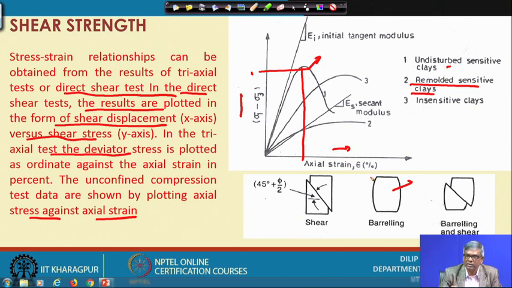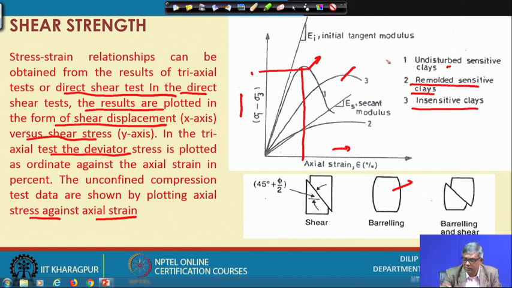So, if barreling occurs, that means we allow a maximum of up to 15 to 20% strain, and then you terminate the test. Similarly, there is another sample, the third one, insensitive clays. It will have a comparatively greater increase of stress with increase of strain than this one, but lower than this one, and it will reach a peak, then sometimes decrease in value, or it may continue constant. So, that is another type of soil, that is insensitive.